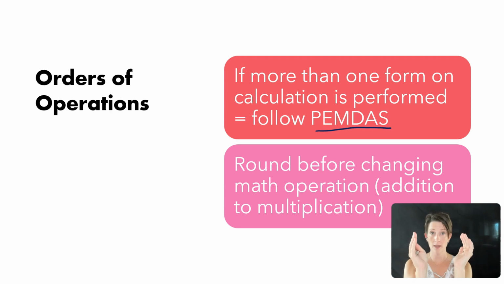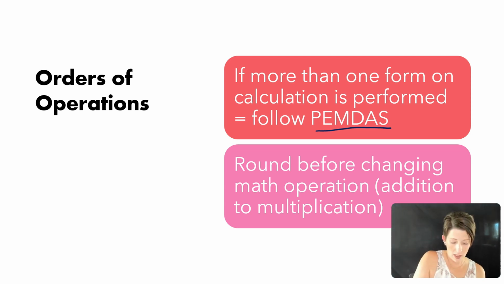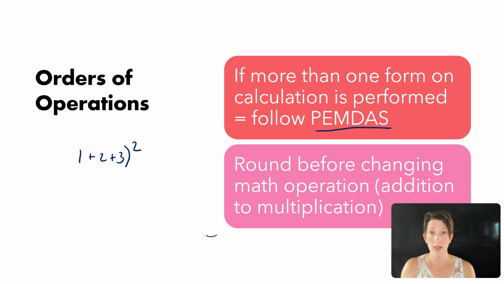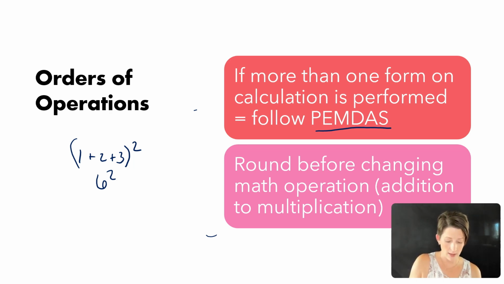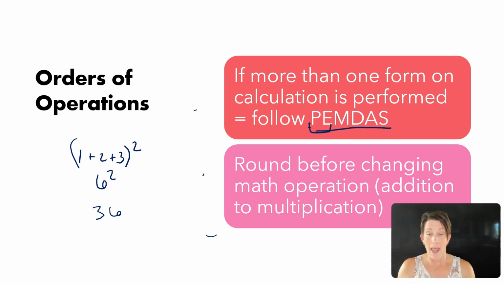If there is an exponent, then, so if we have 1 plus 2 plus 3 squared, the 1 plus 2 plus 3 must be answered first. So we're going to have 6. That exponent then gets solved. So then we have 6 squared, and you'd go and solve that 6 squared, 36. So that's the PE. MD, multiplication, division. AS, addition, subtraction. PEMDAS.